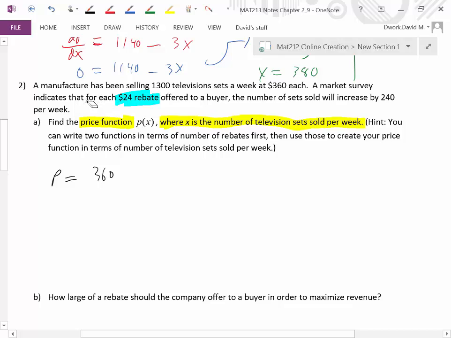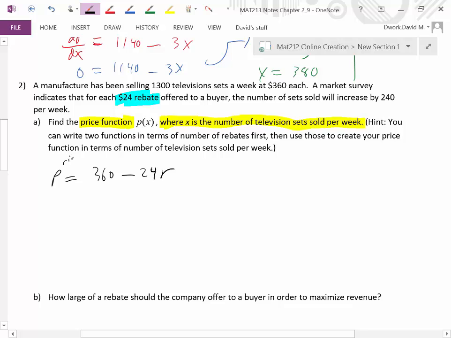So what we're going to do here is say, all right, the price is $360 right now, but a rebate would bring that price down. So the price is $360 minus $24 per rebate. But how many rebates are there? I don't know, so we multiply by R. If there's one rebate, it's minus $24. If there's two rebates, it's minus $48, etc. Okay, so there's our price function.